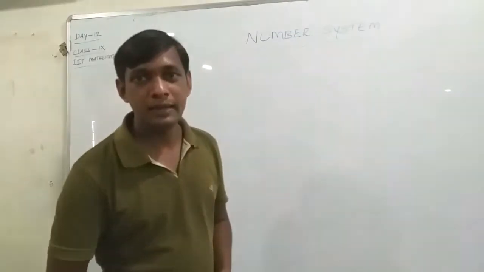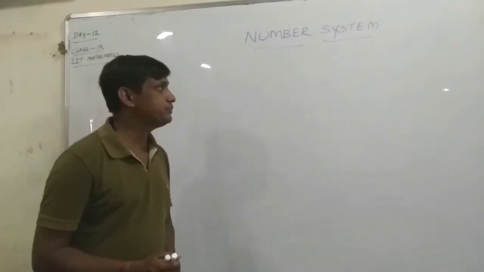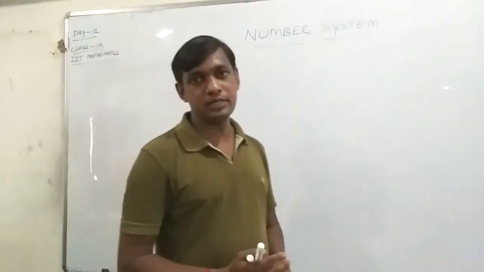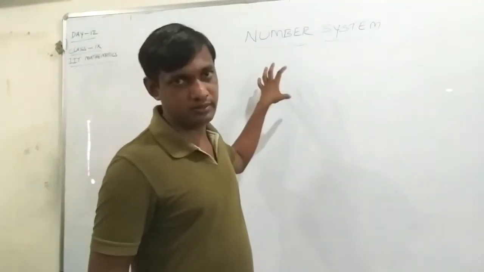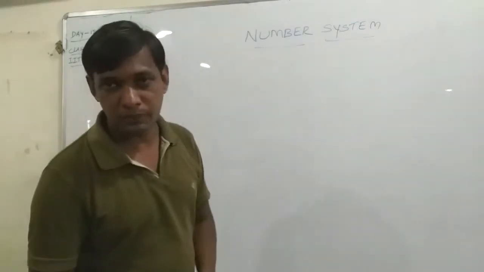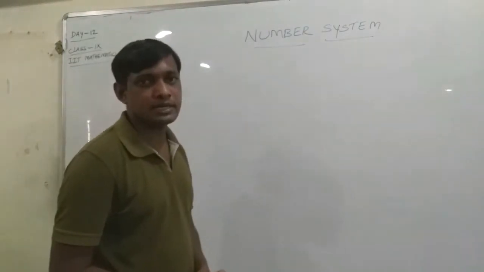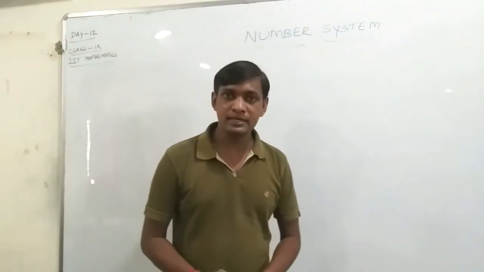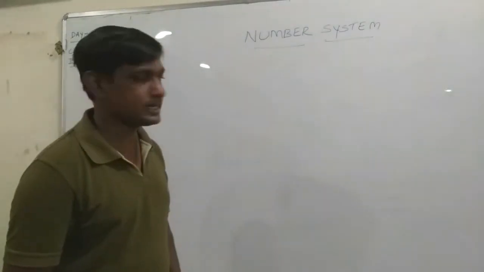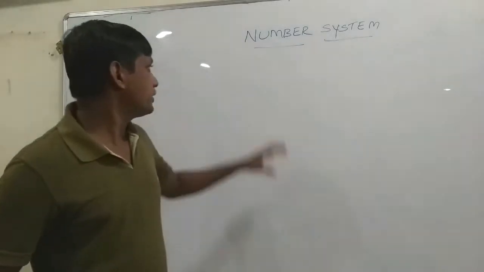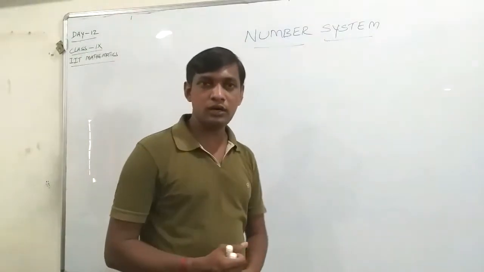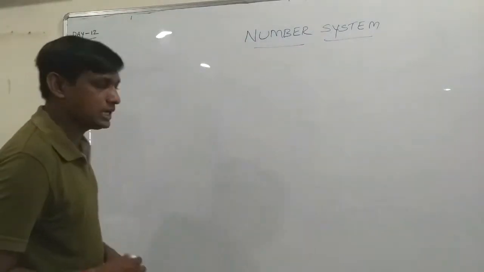Good morning, children. In the previous class, we discussed the properties of real numbers. In that, we discussed the operation of addition. In that, closure property is satisfied, commutative property is satisfied, associative property is satisfied, additive identity is satisfied, and inverse is satisfied. Now, we are going to deal with the properties of real numbers under multiplication.